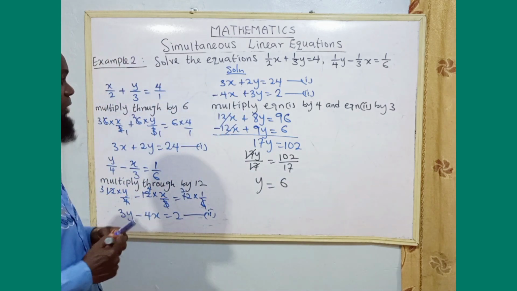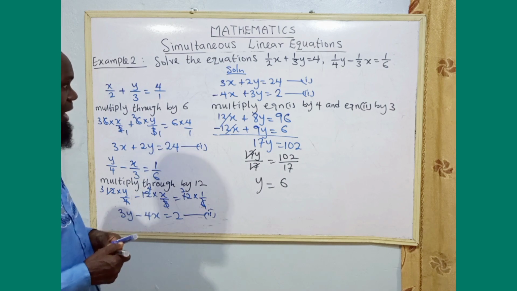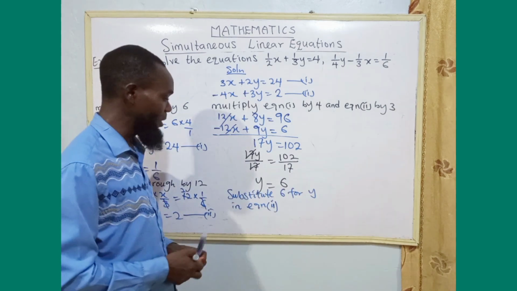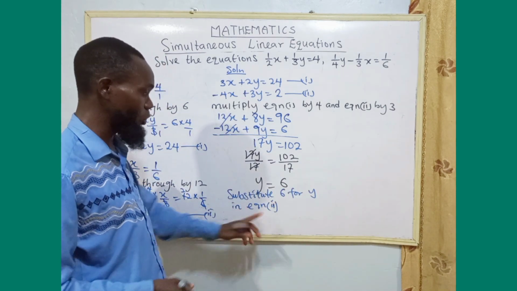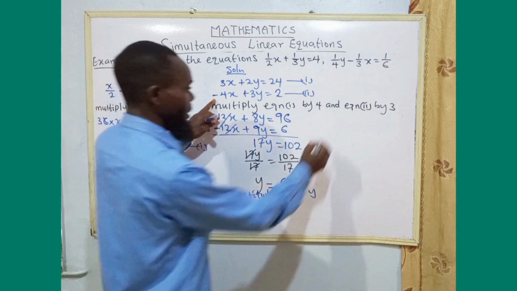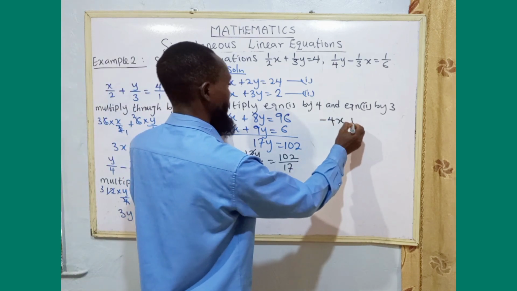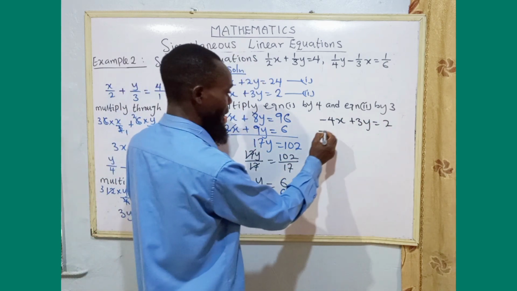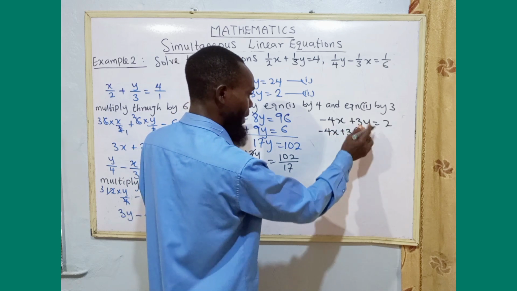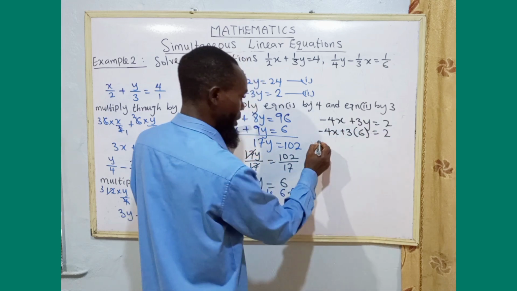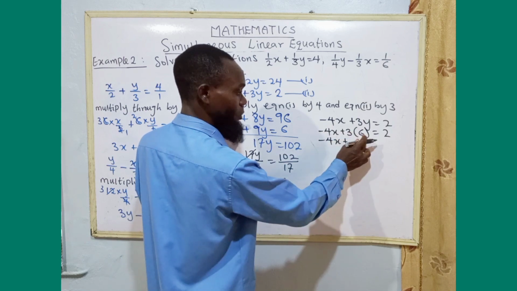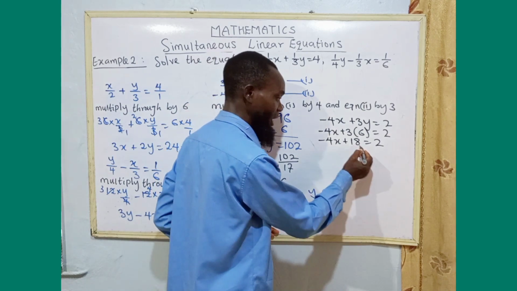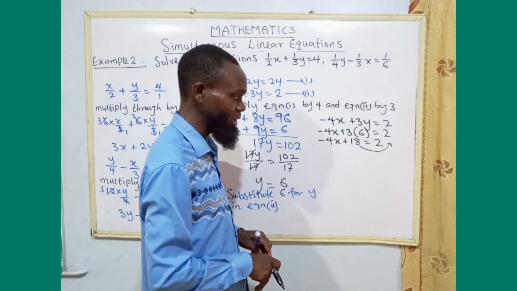Now, the next step is to find the value of my x. I can substitute the value of y into equation 1. Okay, let me substitute the 6 for y in equation 2. Let me use equation 2. I have minus 4x plus 3y is equal to 2. Anywhere I see y now, I will put 6. Minus 4x plus 3 multiplied by 6 is equal to 2. Minus 4x plus 3 times 6, we have 18, is equal to 2.